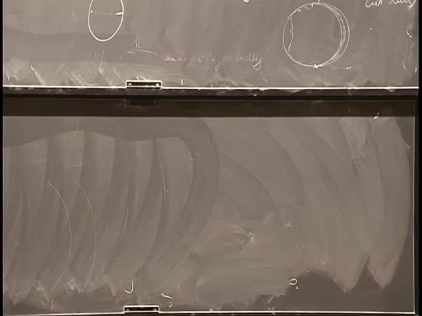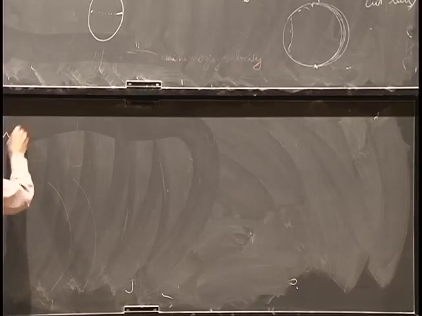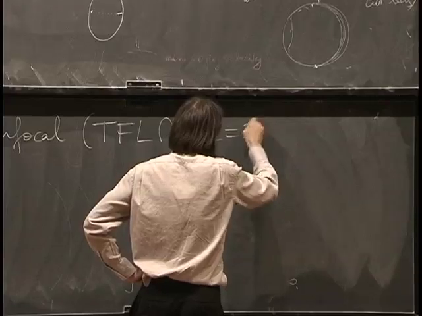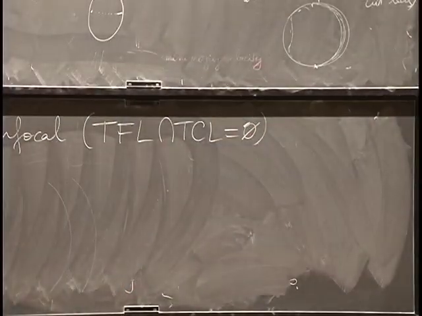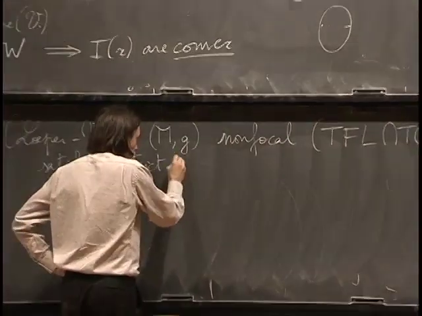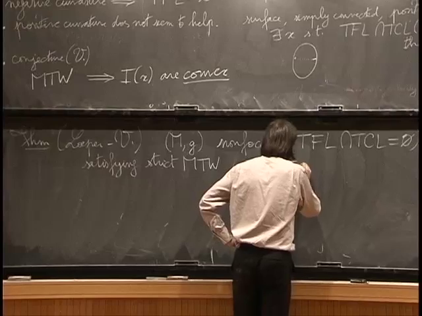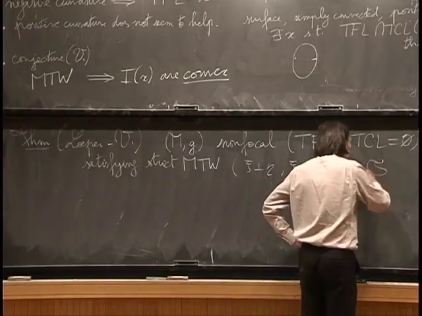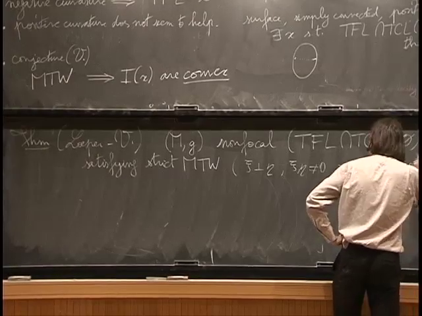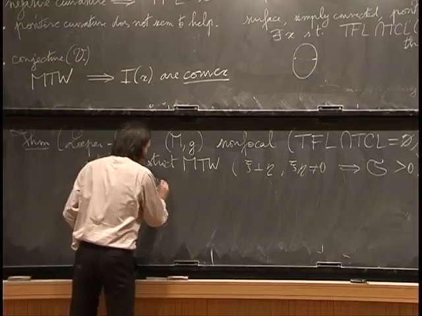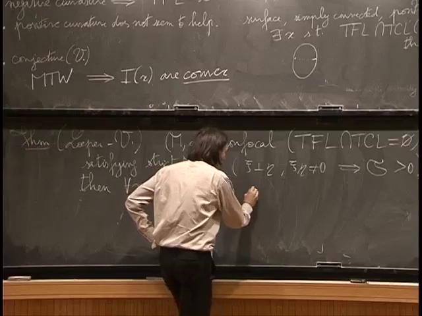So take (M, g) non-focal. So this means that tangent focal locus and tangent cut locus don't meet. Satisfying the strict MTW condition. So remember this big thing: if xi is orthogonal to eta and xi, eta are non-zero, then this huge guy should be strictly positive. Then the thing here is true. For any x in M, the injectivity domain is uniformly, even uniformly convex.